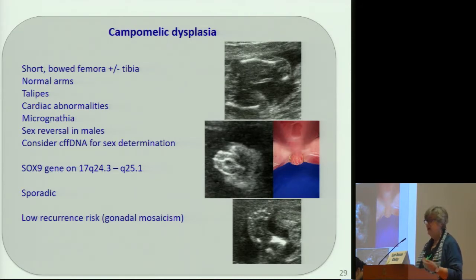So again, in the UK, what we would do would be NIPD for fetal sex determination, and if we found this baby with bent femurs, abnormal genitalia, and talipes was actually a male fetus, that would be campomelic dysplasia. It's due to mutations in the SOX9 gene. It's sporadic with a low recurrence risk.